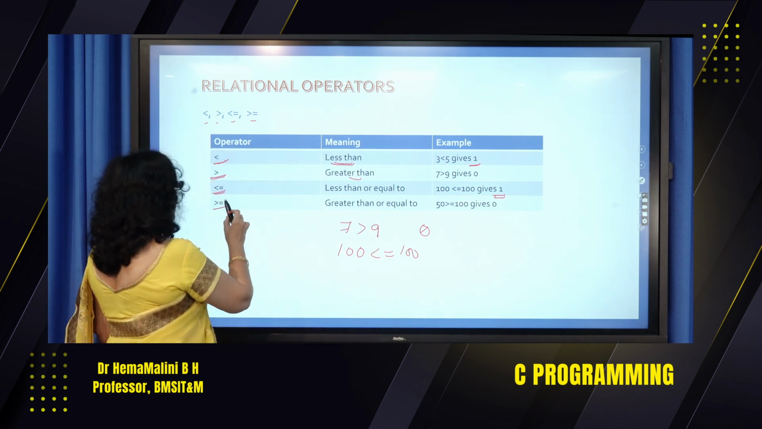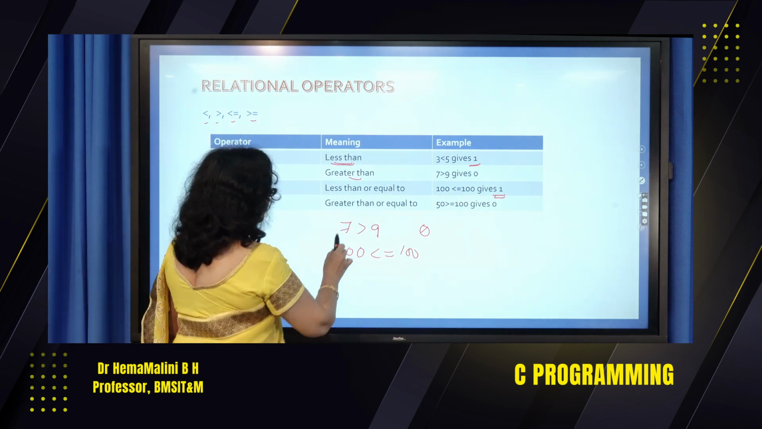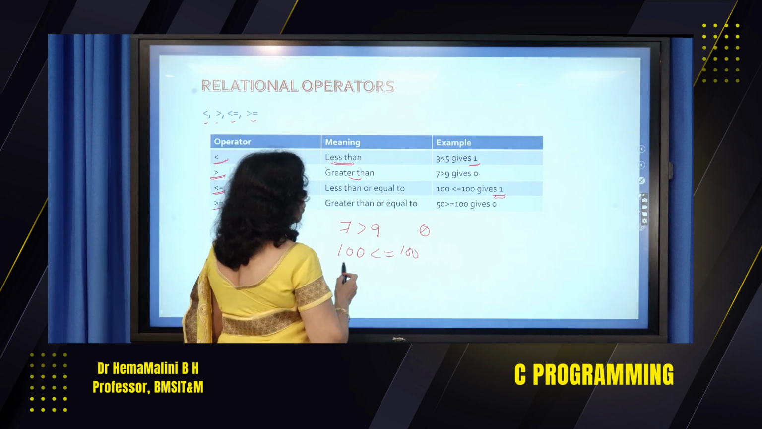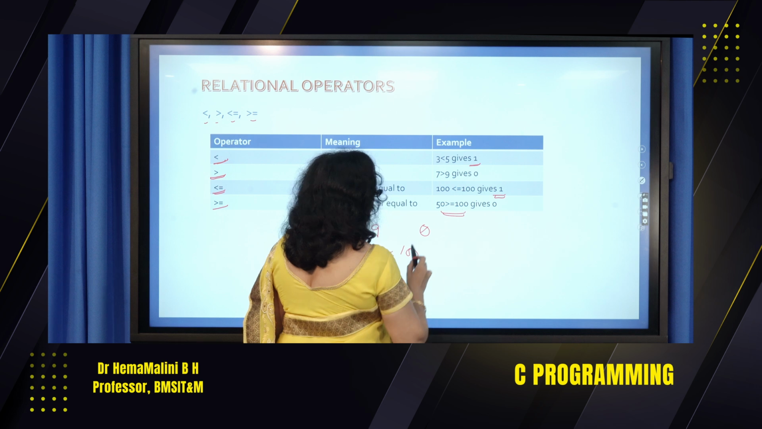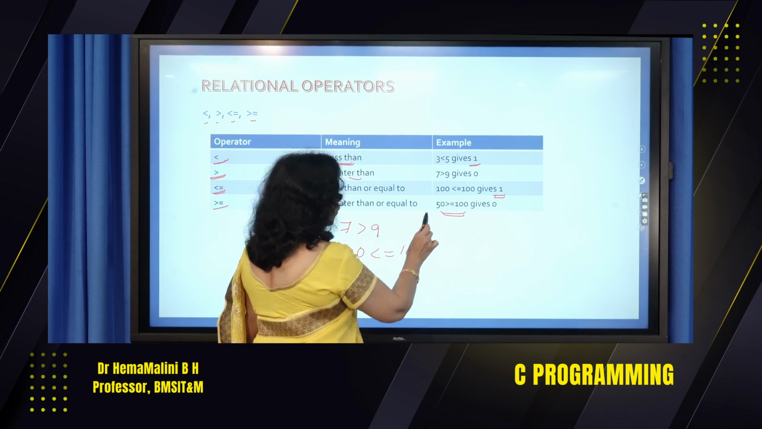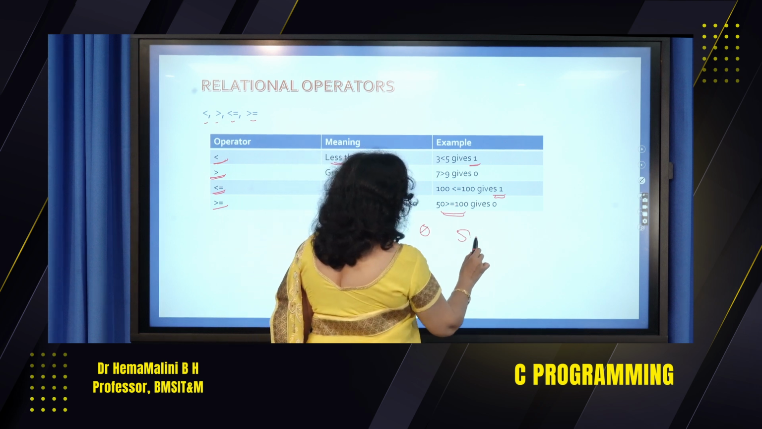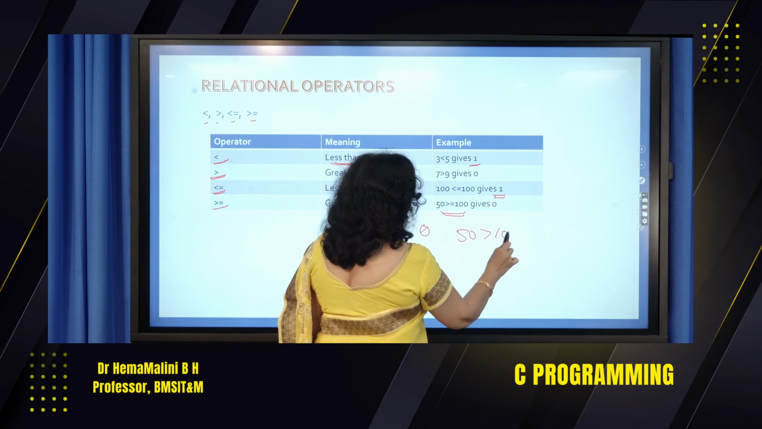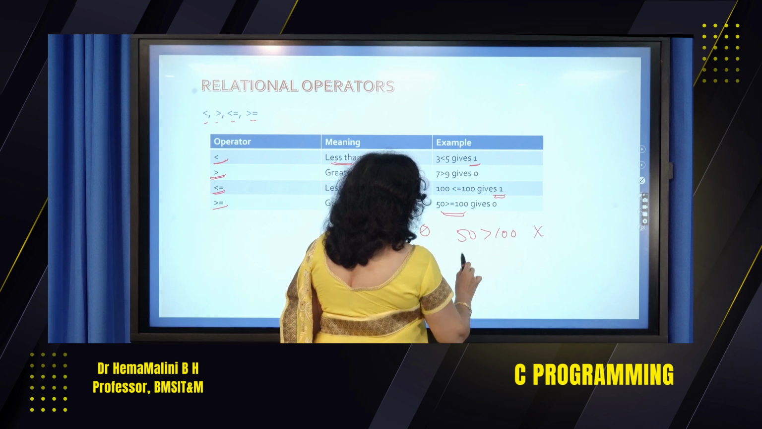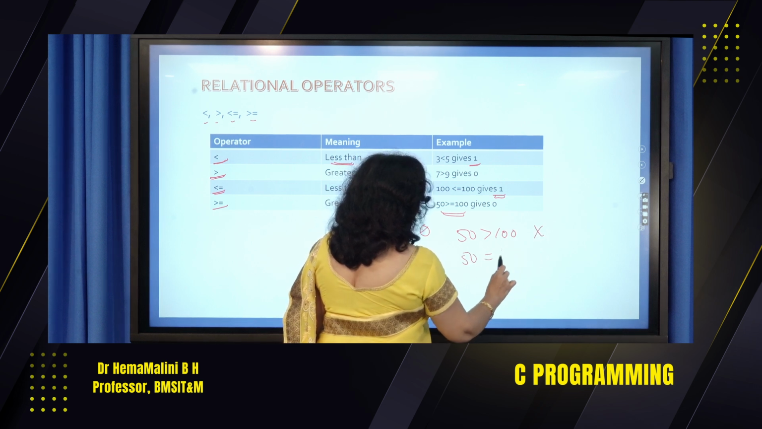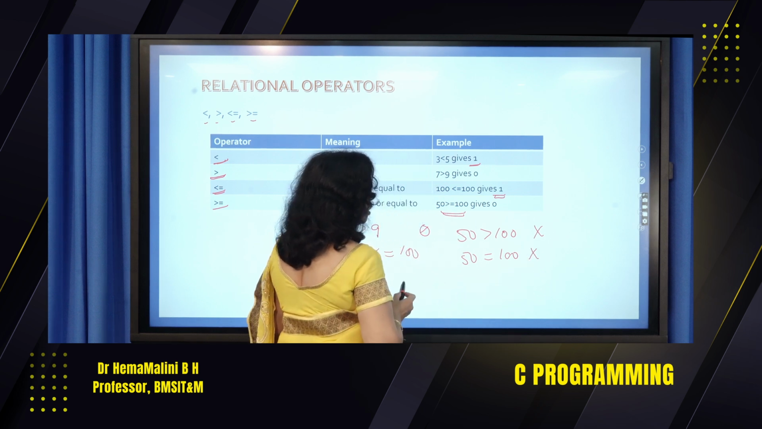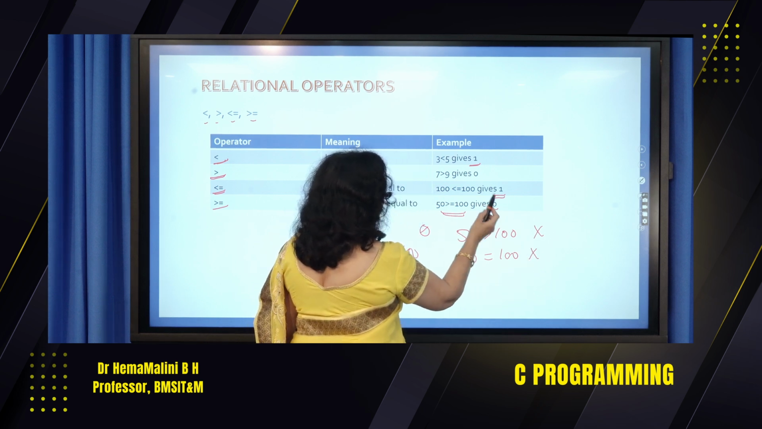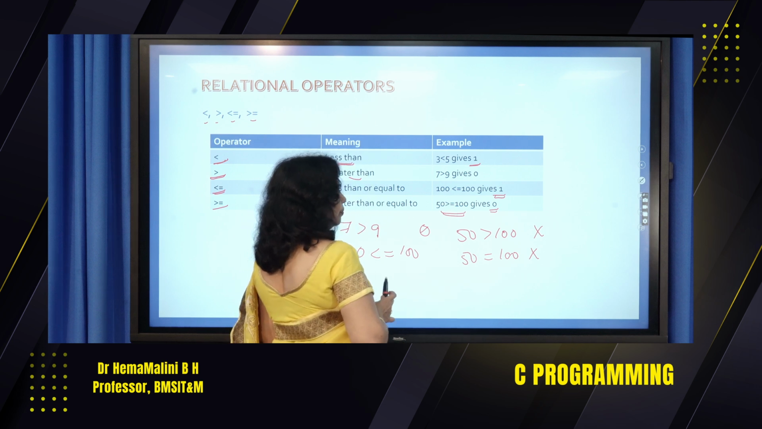Then we have greater than or equal to. So this means 50 greater than or equal to 100. Is it true? 50 greater than 100? No. 50 equal to 100? No. So both the conditions are false. That is the reason it gives a 0.